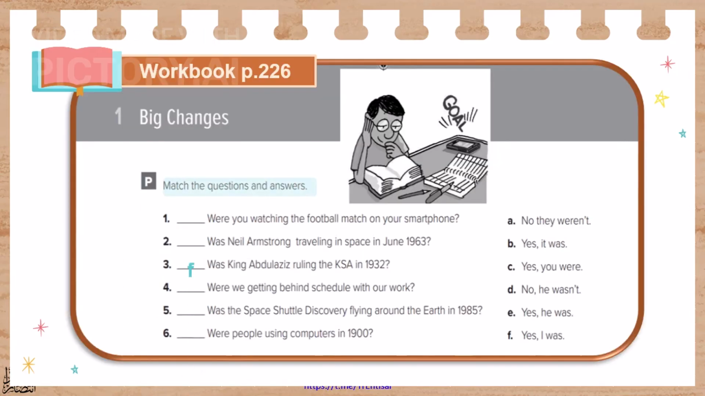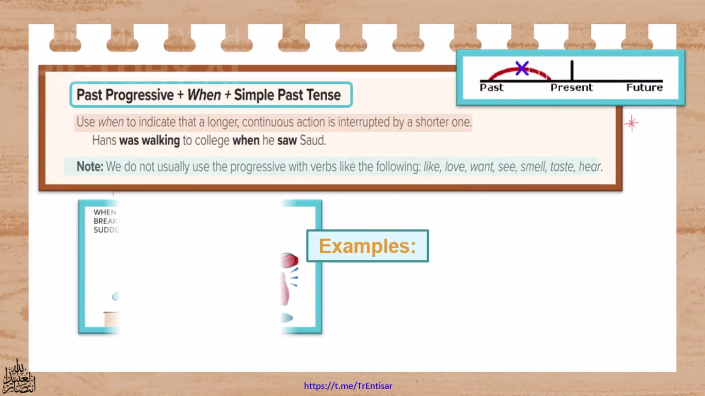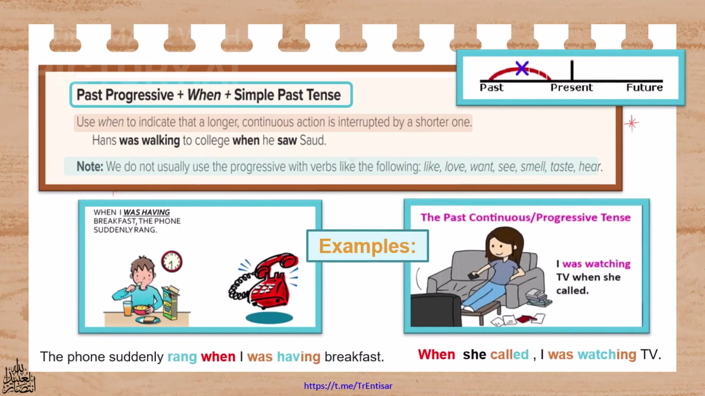Our workbook exercises will help reinforce your understanding of past tense usage. Match questions with answers to test your knowledge. When combining past progressive with simple past, we indicate a longer action interrupted by a shorter one. Let's explore examples to see how this is done.